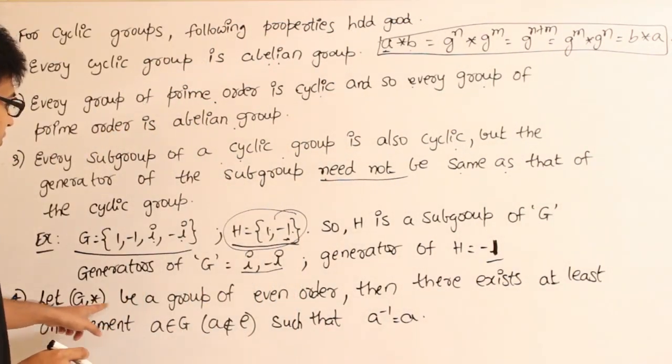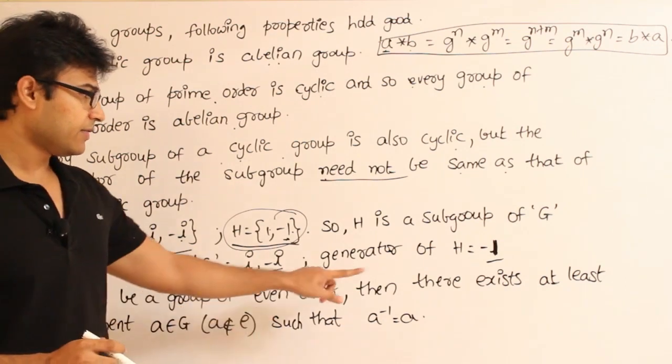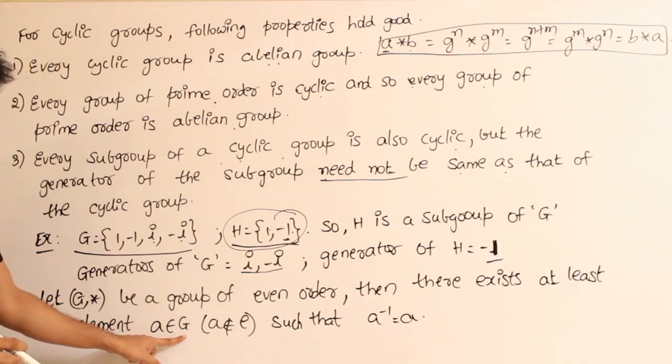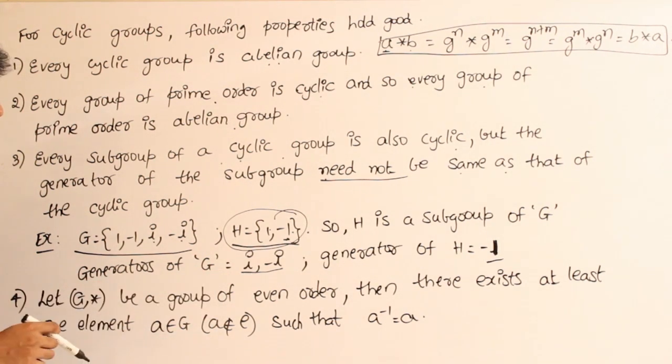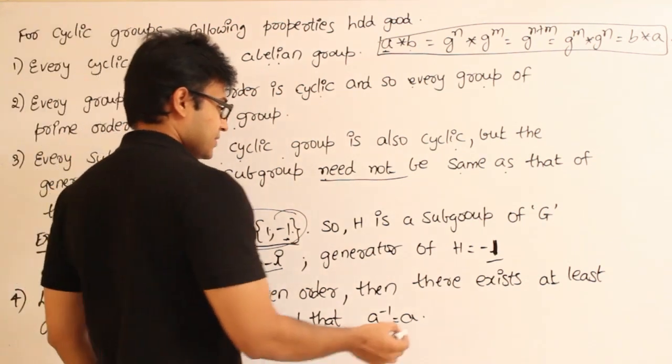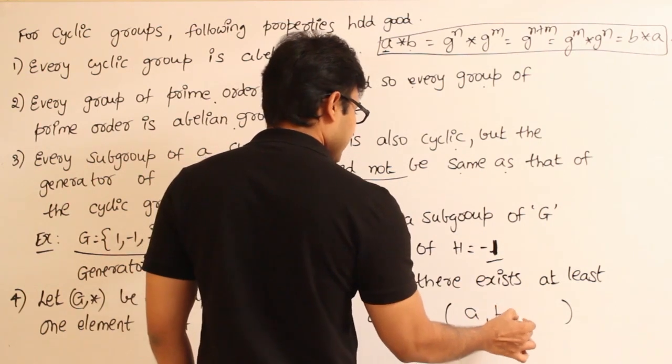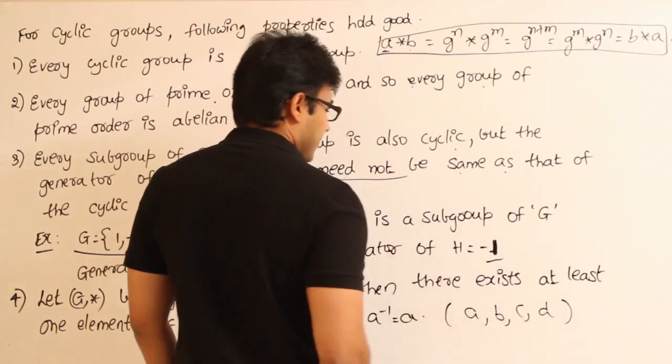Let capital G comma star be a group of even order, then there exists at least one element A belonging to G such that A inverse equals A. Now why should this happen? See this, if you have even order, let me say the elements are A, B, C, D, right?